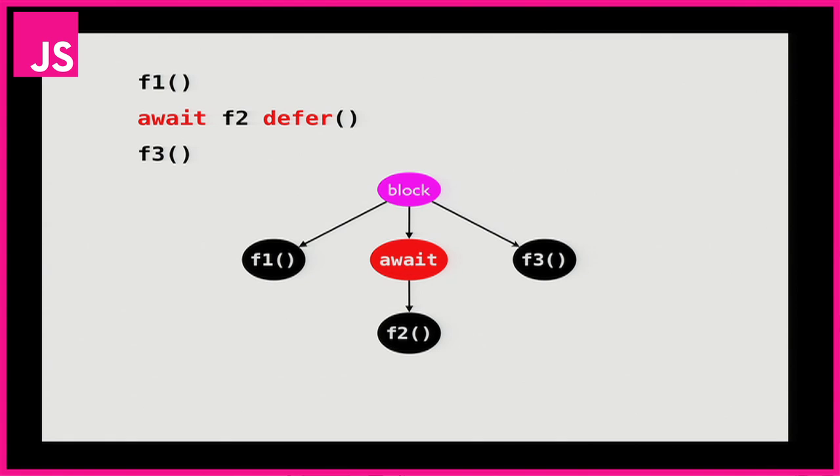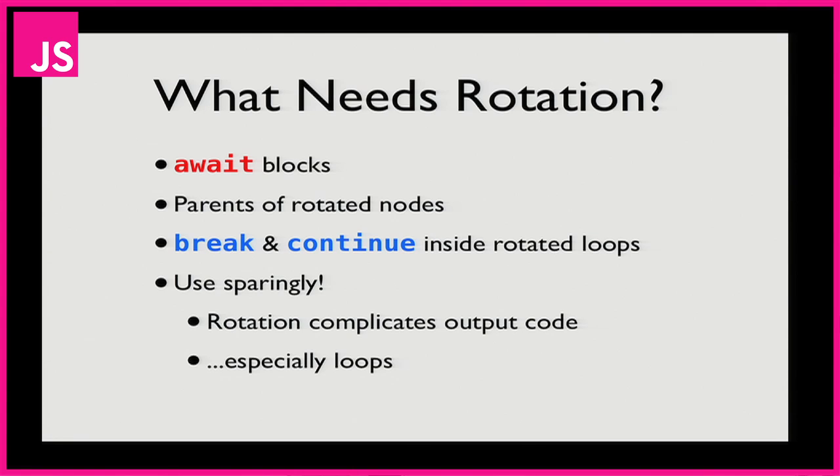But in a rotation, you have to change what's the child of what, because this F3 can only be called at the await node's discretion. So what that means is we're going to take that third arm of the tree and basically make it a child of the await block. And this is more or less a rotation. So as you can imagine, this has to be done recursively up the tree.